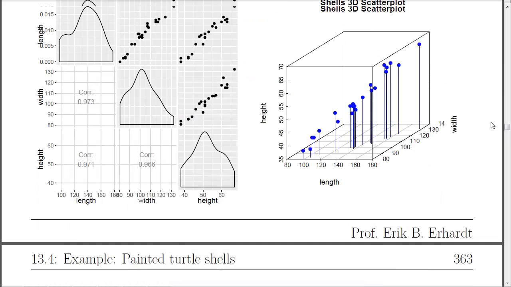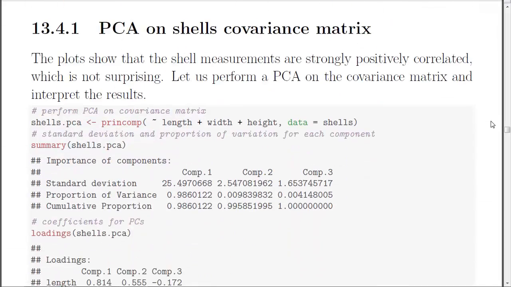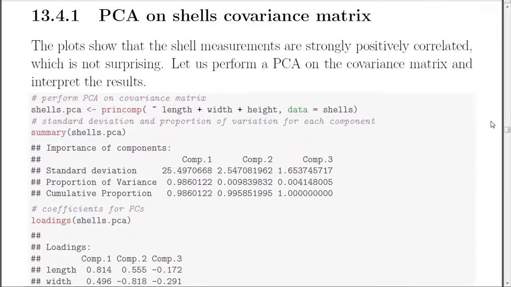Now right away, by looking at this plot, you can imagine what the first principal component is pretty easily. It's the one that goes right down the axis of all these points. And then there's going to be 2 other small principal components that are orthogonal to that main diagonal component. So we'll soon find out what those other dimensions are.